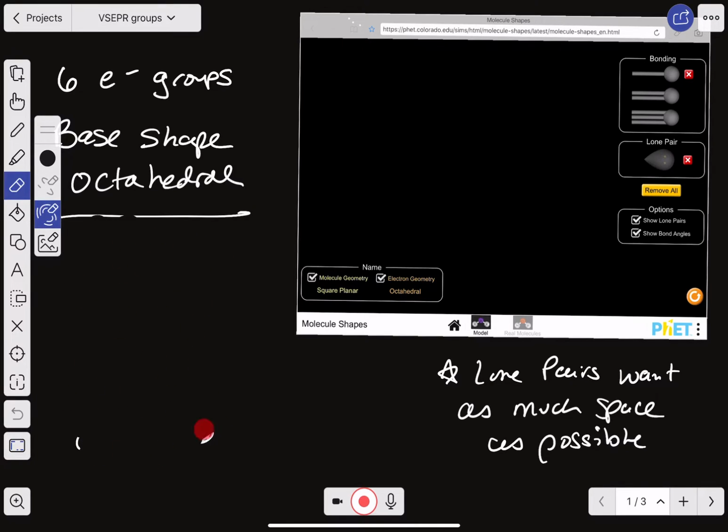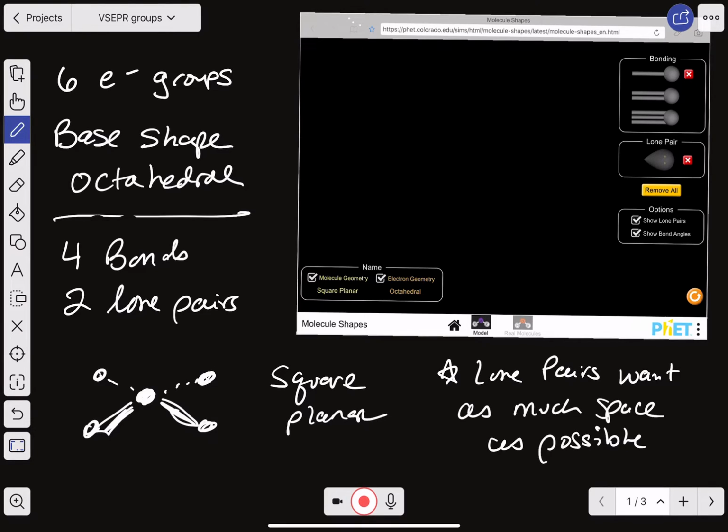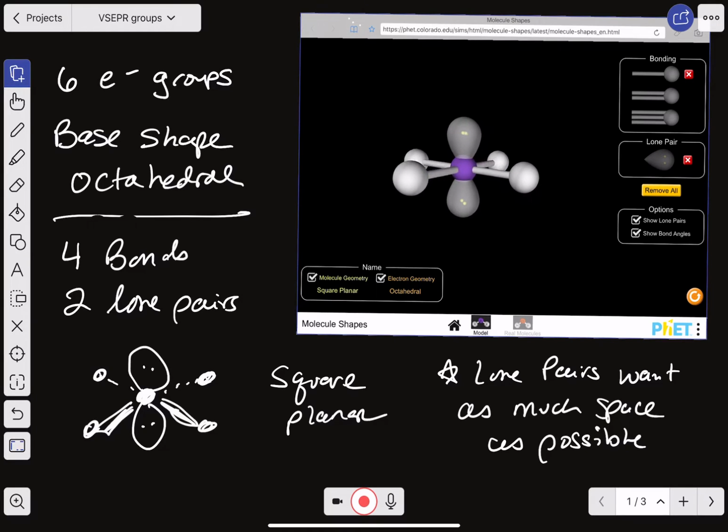So we still have the same base shape. There's still 6 electron groups, but this time there are 4 bonds and 2 lone pairs. So central atom, a wedge, a dash. This is where the bonds are going to be in that plane together. This is called square planar. Then up here I have a lone pair, and down here I have a lone pair. And if I go back here, there's the square planar molecule. And the bond angles are 90 degrees in that square plane.